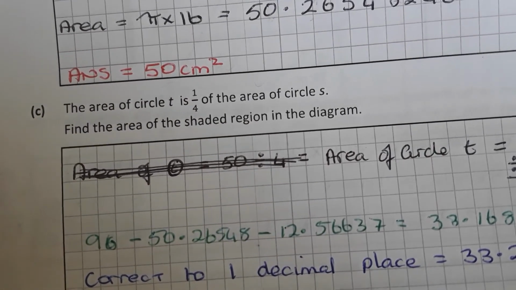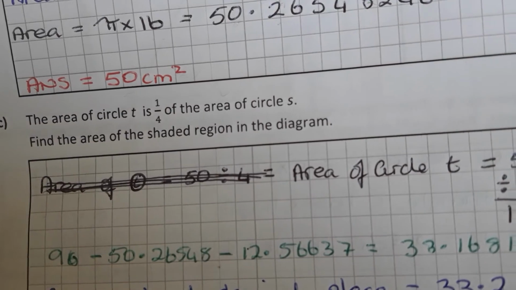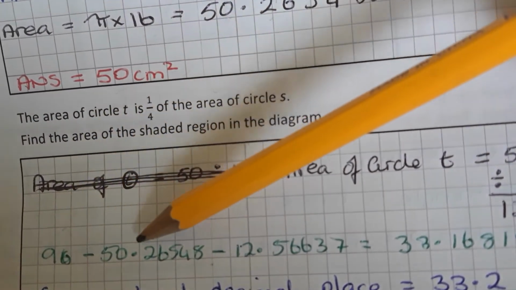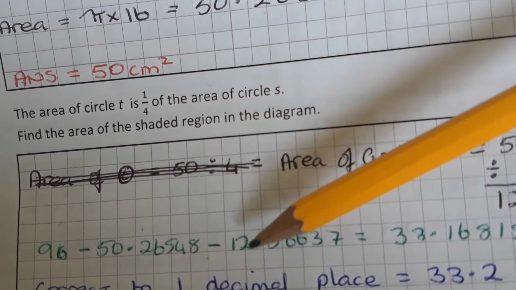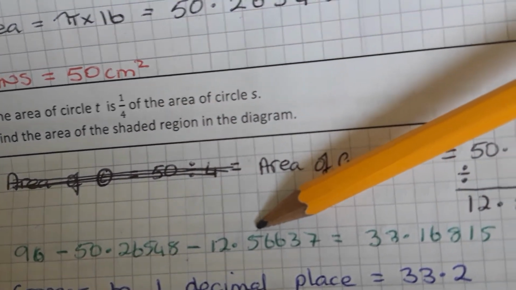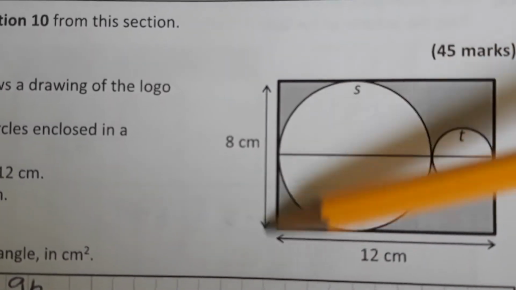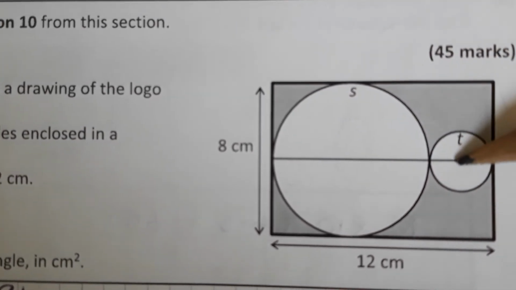So the area of your rectangle was 96. Okay, where are we? The area of your rectangle was 96. From the 96, take away the area of circle S. Take away the area of circle T. And what you're left with is the shaded region. So that's your rectangle. That's the whole. Take away this bit. Take away that bit. And it leaves you with all your shaded area.